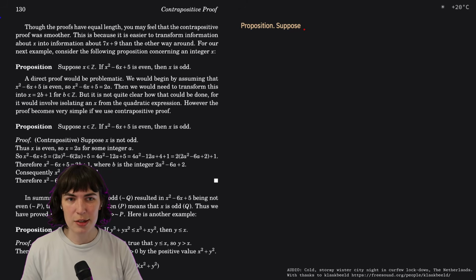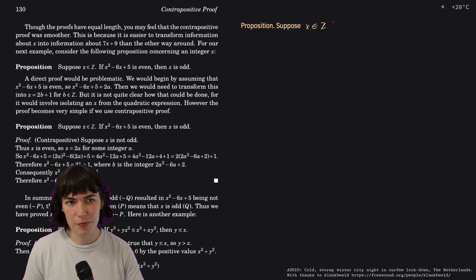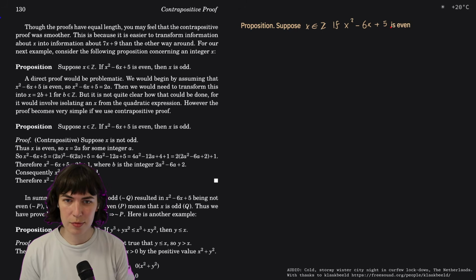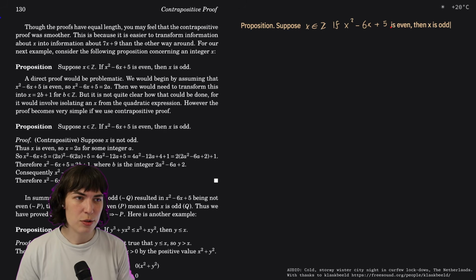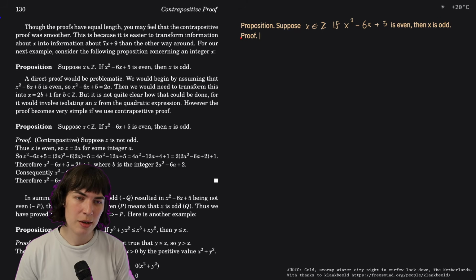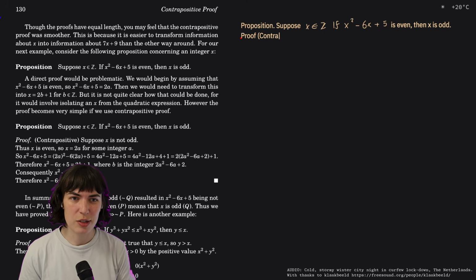Okay, so we're supposing x is a member of the integers. And then we've got, let's say, if x squared minus 6x plus 5 is even, then x is odd. Okay, let's contrapositive it and see how far I can get.